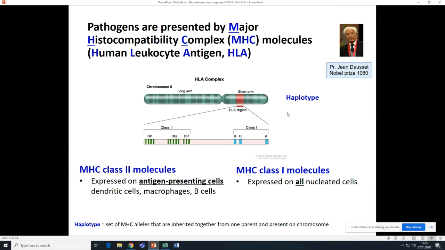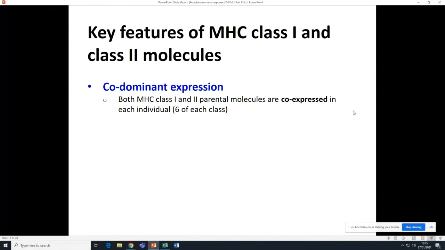One very important thing: the genes encoding for these MHC molecules are inherited in a block, which we call a haplotype, and therefore you're going to have a maternal haplotype and a paternal haplotype. And you will see the importance of that. We'll come back to that.